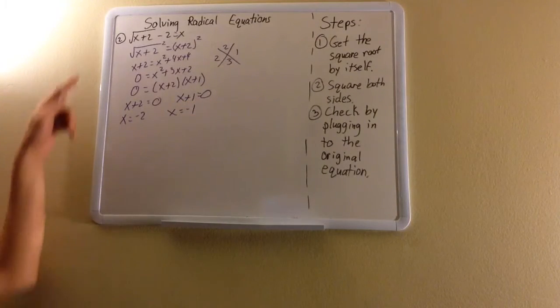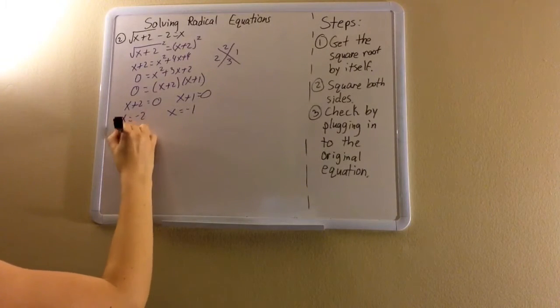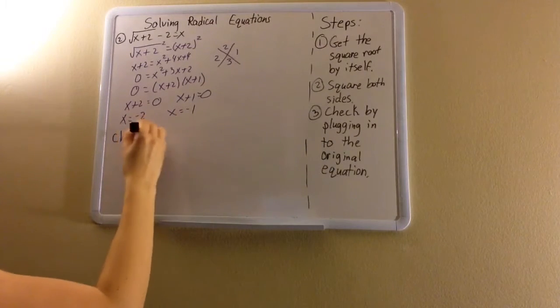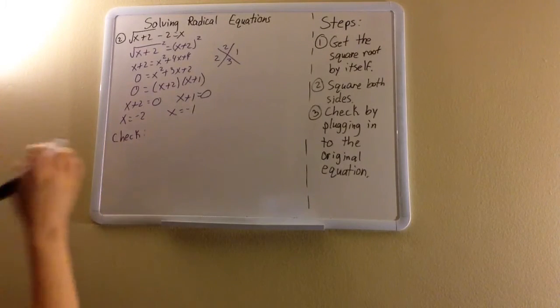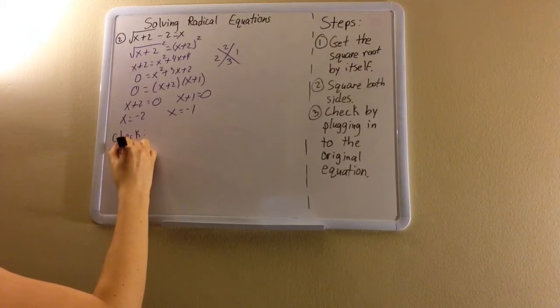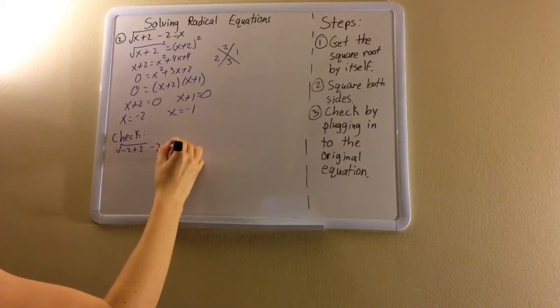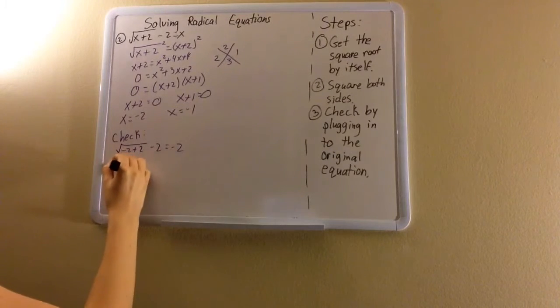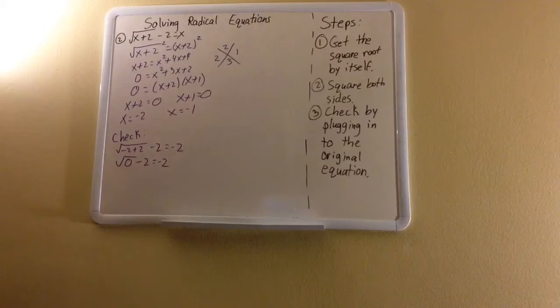Now I'm going to plug it back into my original equation here to try and solve. So I do my check right here. I do need to plug in both of them. I'm going to plug in the negative 2 on this left side first. So the square root of negative 2 plus 2 minus 2 is equal to negative 2. So I get the square root of 0 minus 2 is equal to negative 2. This is true.